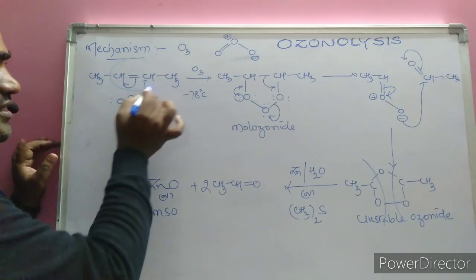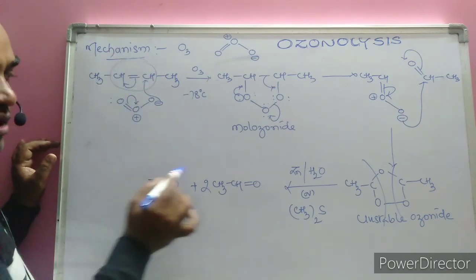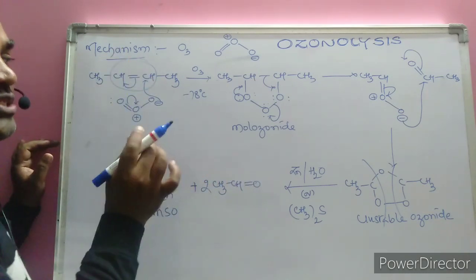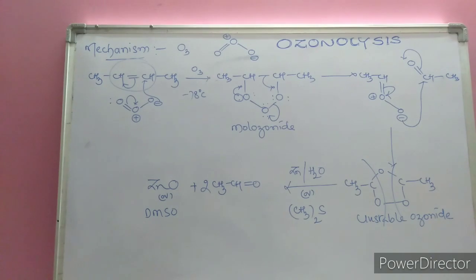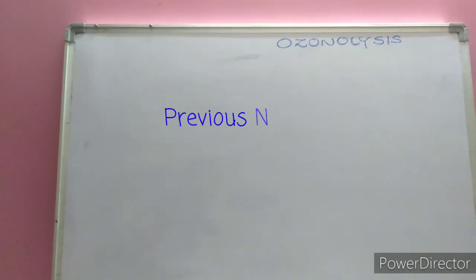Wherever the double bond is there, break the double bond and write the oxygen atoms on the respective double-bonded carbon atoms. That is the secret behind the ozonolysis reaction. These are the elementary steps.